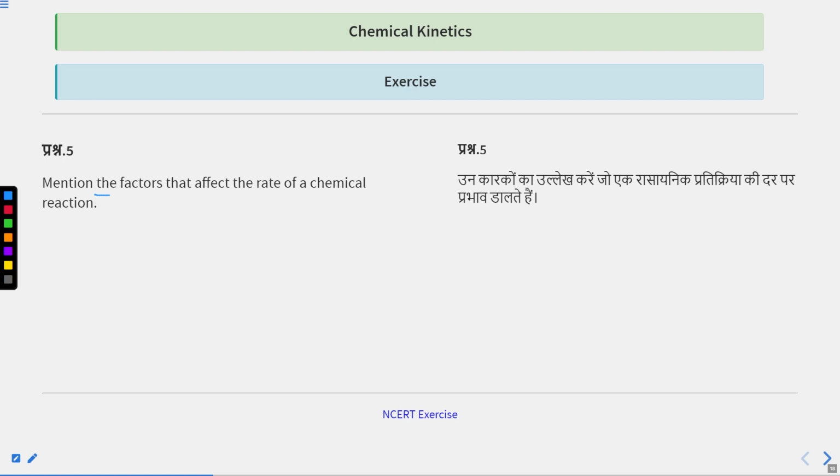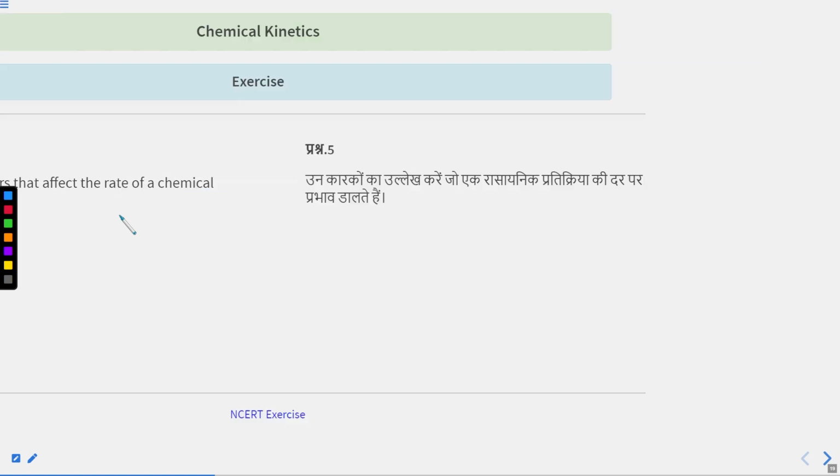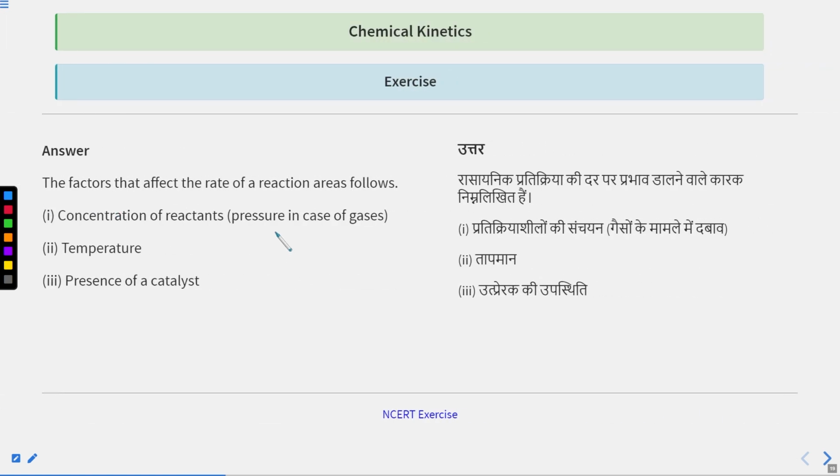Next, we have mentioned the factors that affect the rate of reaction. If you remember, this is just a theoretical question. I am putting the answer in front of you. The factors are concentration of reactant, of course, temperature, and presence of catalyst. Concentration of reactant comes from the rate expression. Temperature, of course, is important. This comes from the Arrhenius equation. And presence of catalyst: we have seen that it decreases the activation energy for the given reaction.